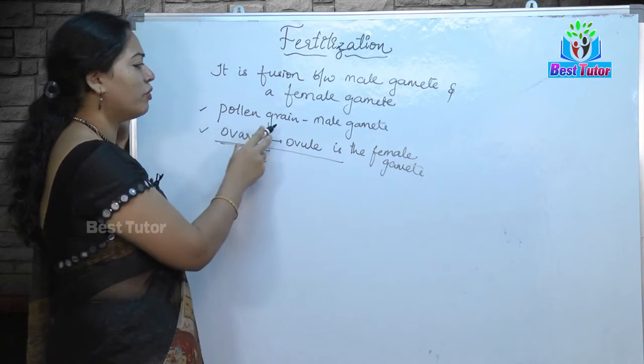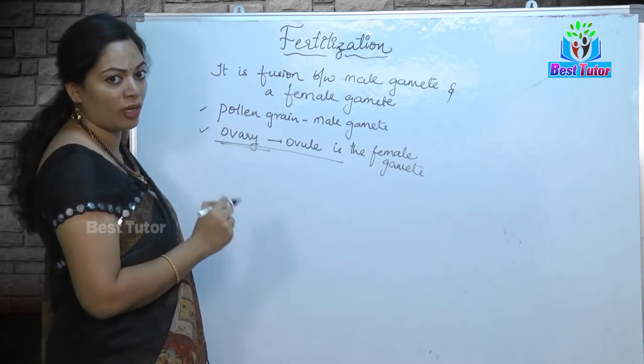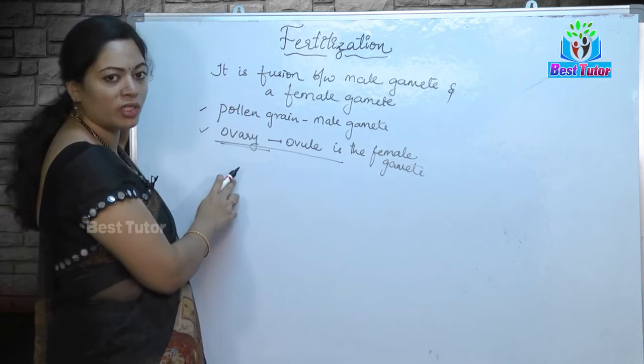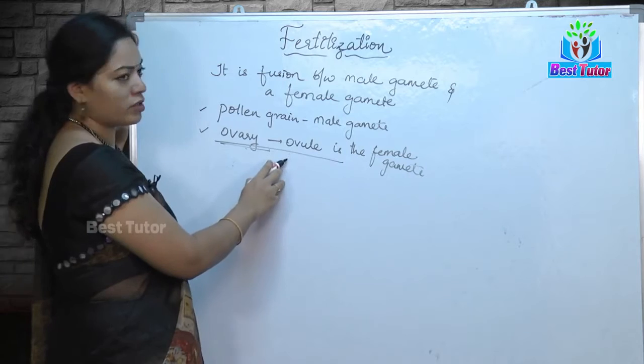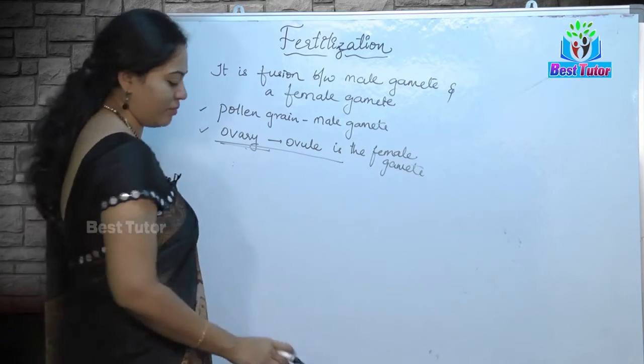In the earlier video, we have learned about the structure of anther and pollen grain. Now, in this video, we are going to learn about the structure of gynoecium, what is ovary and what is ovule, and how fertilization takes place.